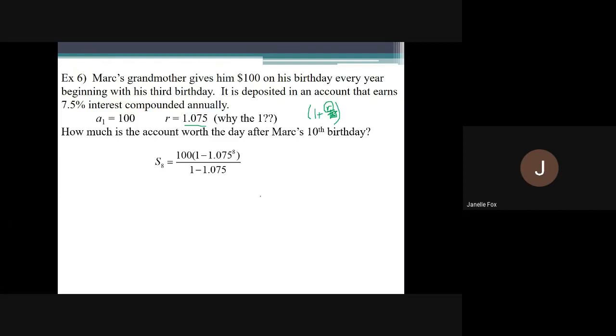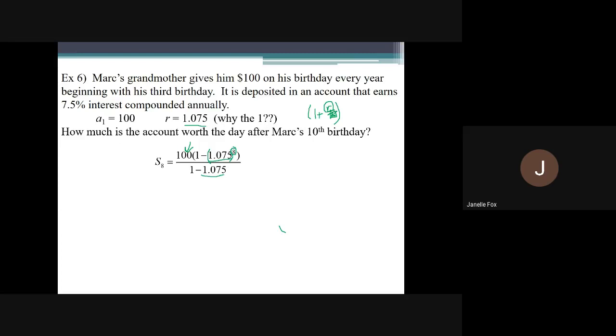One of the things that makes sense is that it says 100 right here. 100 is the first term. 1.075 is my rate, my common ratio, what I'm multiplying by. So having that there makes perfect sense. I might even put this in parentheses just to be safe and to have some continuity. But why in the world is this an 8?